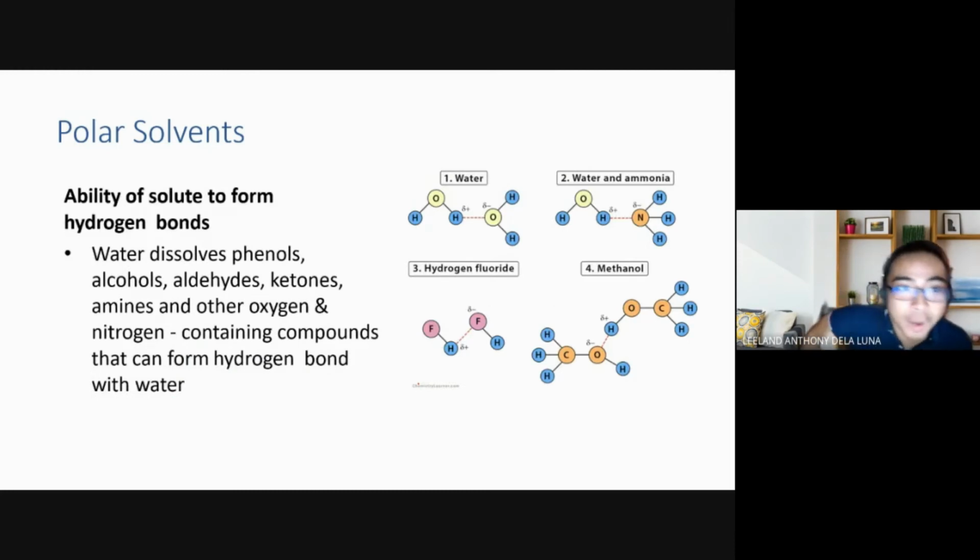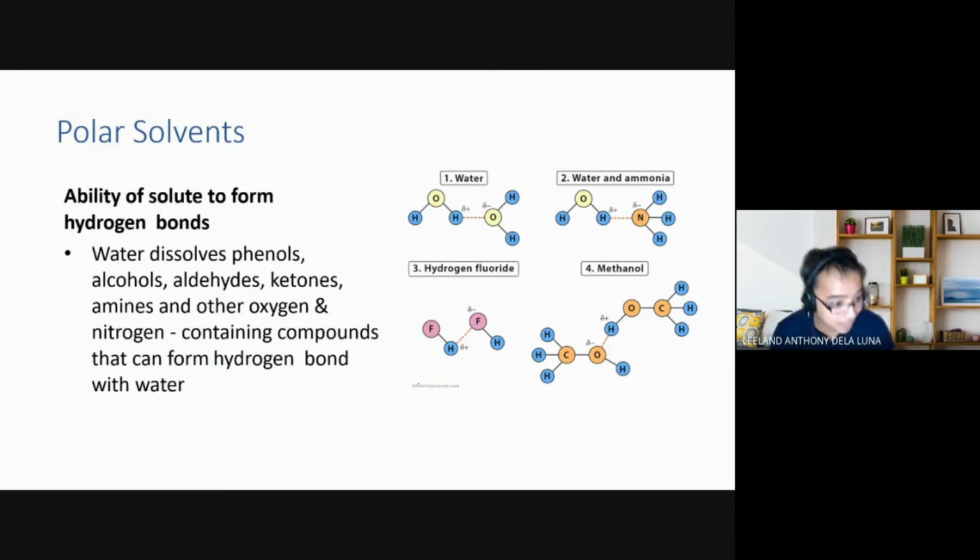Okay. Next one, for polar solvents, class, they have the capacity to create hydrogen bonds. I think I've mentioned this already. Water dissolves phenols, alcohols, aldehydes, ketones, amides, and other oxygen and nitrogen-containing compounds that can form hydrogen bonds within the water. Again, class, aabangan mo lang lagi dyan, the presence of hydrogen, and the functional group that it has.